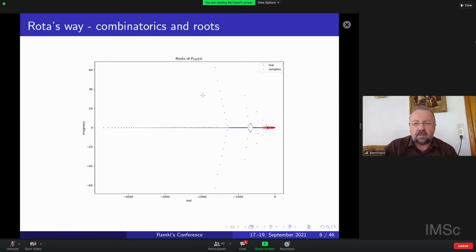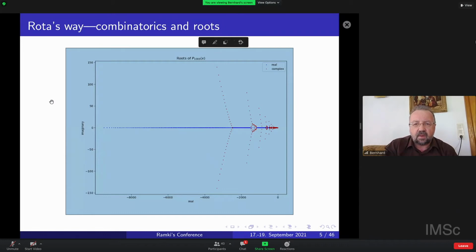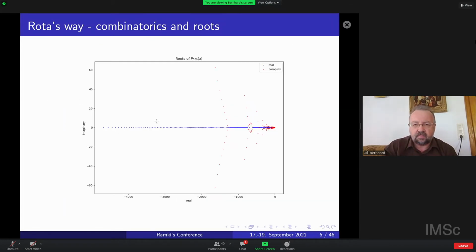Now this is, for example, the degree 1000. And this is degree 500. So in some sense, they look similar. We have always here the red dots, and here this kind of staccato blue dots.